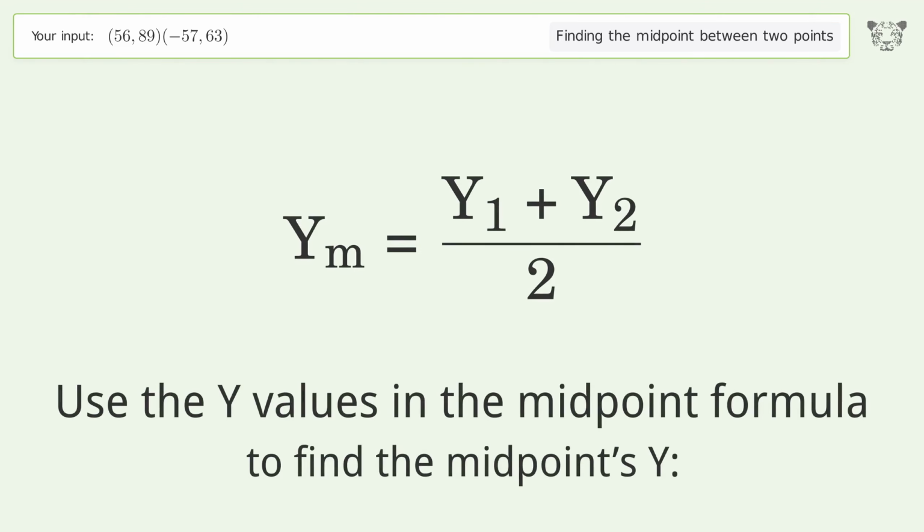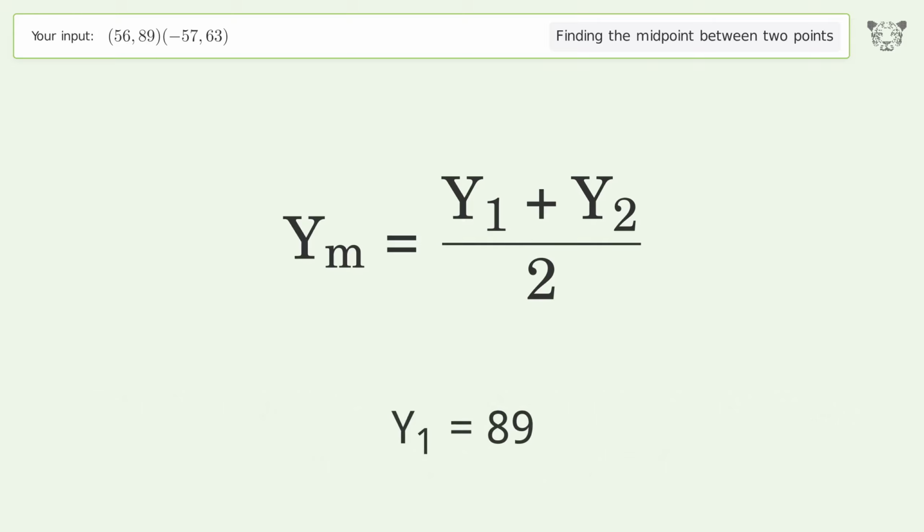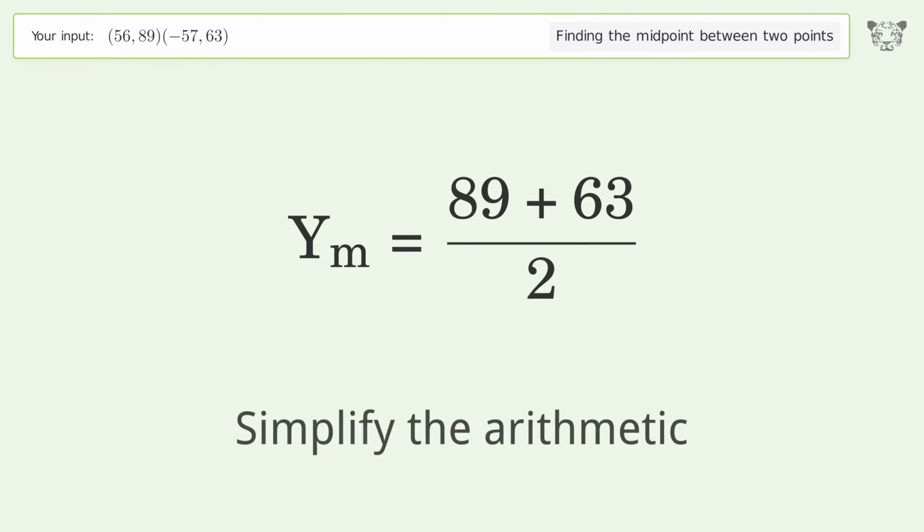Use the y values in the midpoint formula to find the midpoint's y. y1 equals 89. y2 equals 63. Simplify the arithmetic.